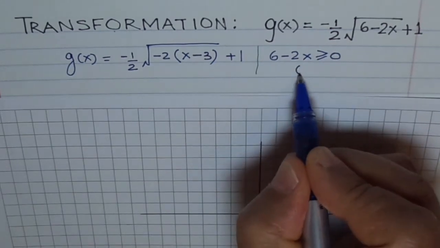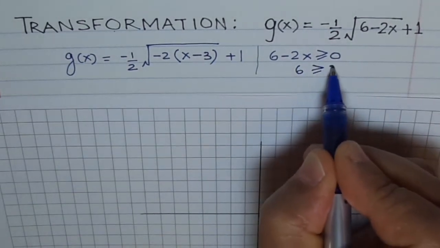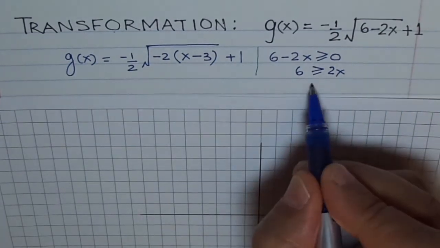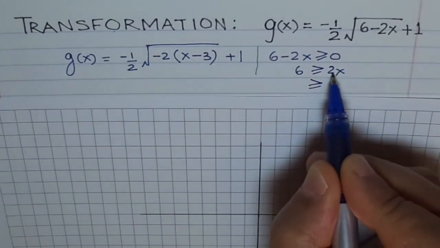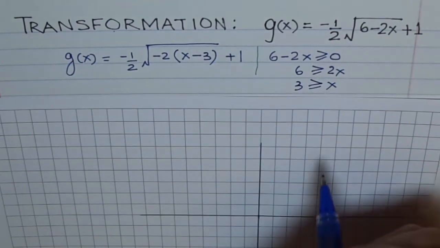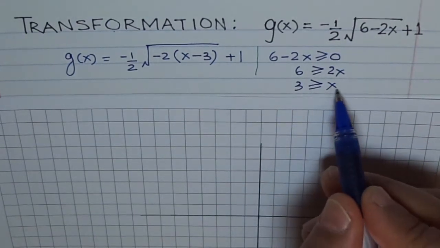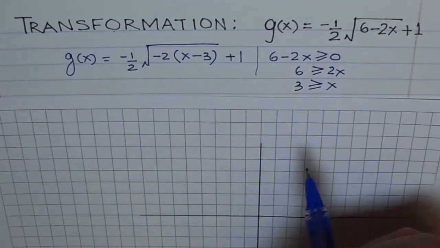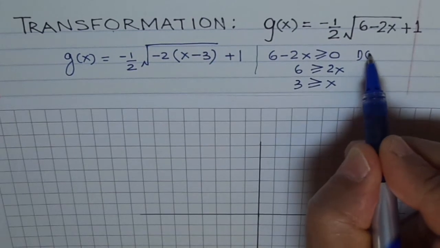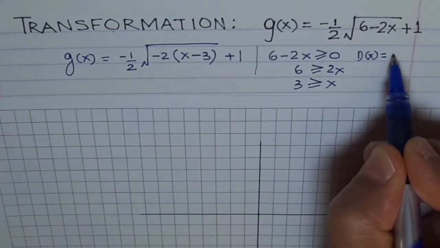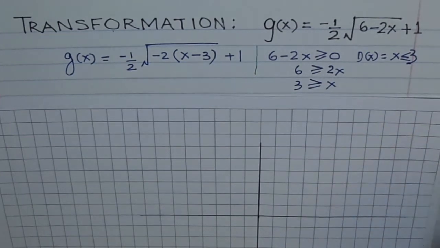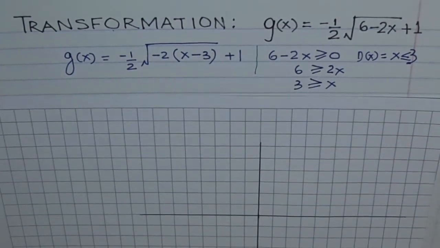So I have 6 greater than or equal to 2x. Now what is x? I'll divide by 2, correct? So when I divide 6 by 2, I get 3 is greater than or equal to x. Or I'm trying to say x is less than or equal to 3. So our domain is, what is our domain? Domain is x is less than or equal to 3. Is that okay? That's our domain.